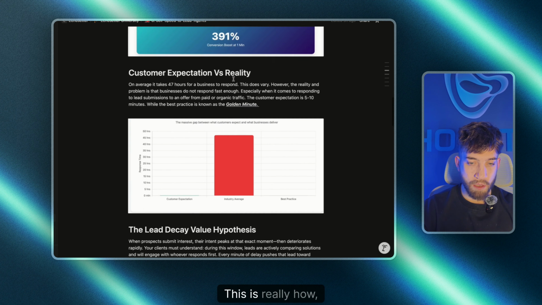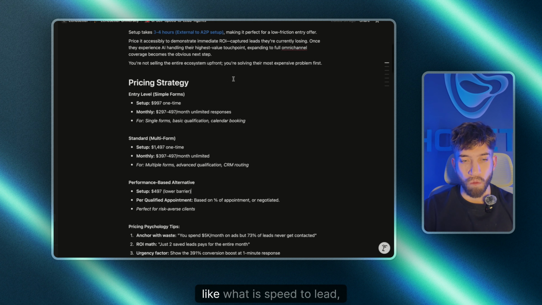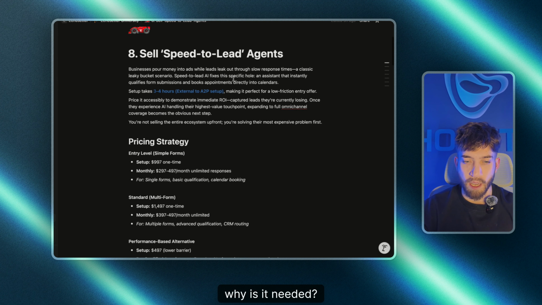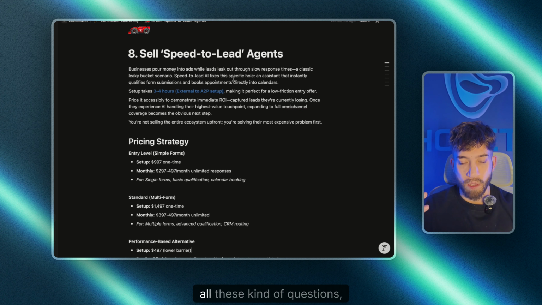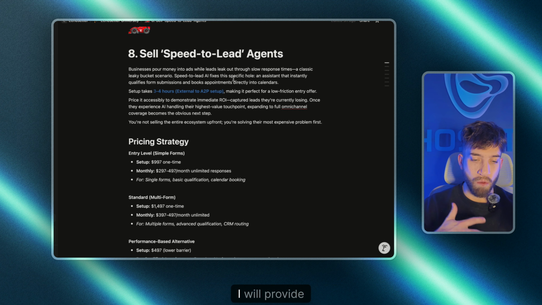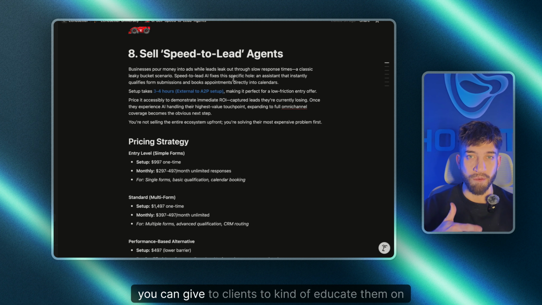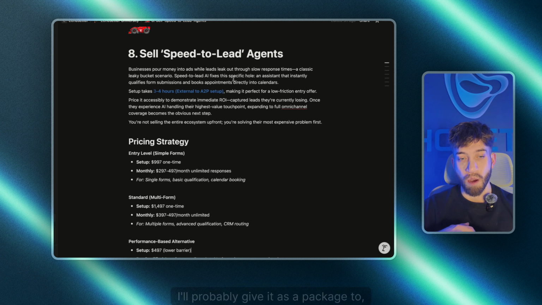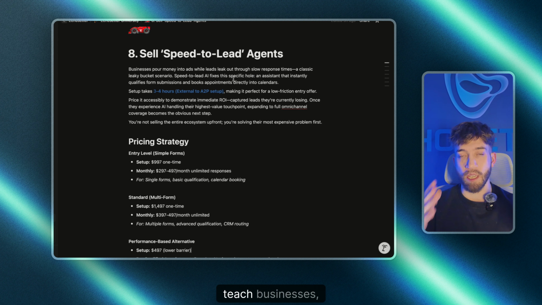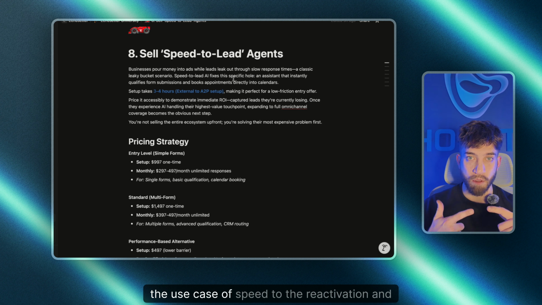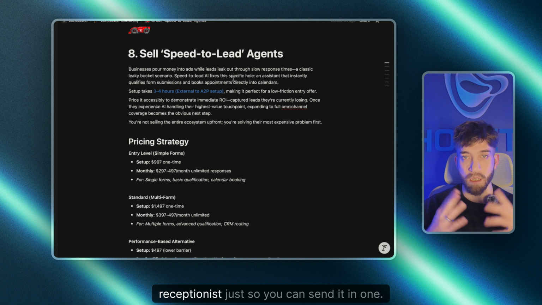And so that's it. This is really the positioning of what speed to lead is, why it's needed, what the use case is, all these kinds of questions, and also the pricing. I will provide more of a grey label that you can give to clients to educate them on what that is. I'll probably give it as a package to teach businesses the use case of speed to lead, reactivation, and receptionist, just so you can send it in one.